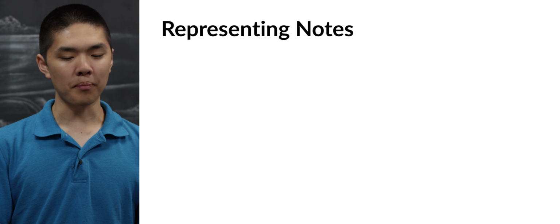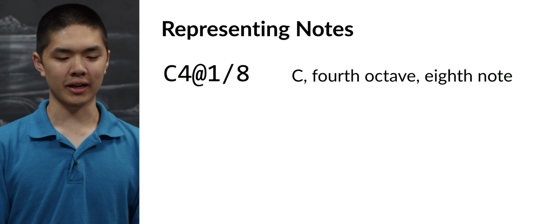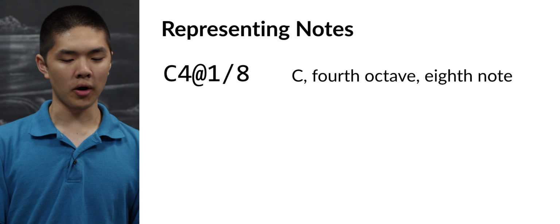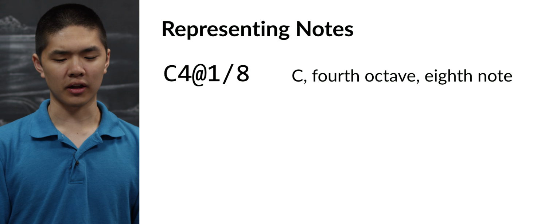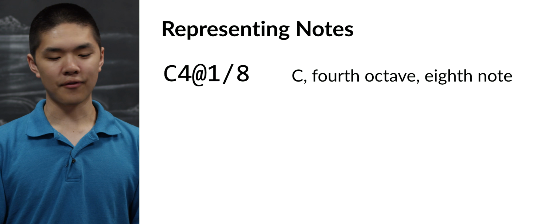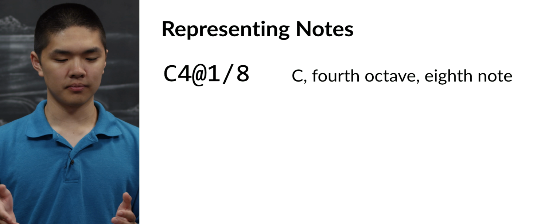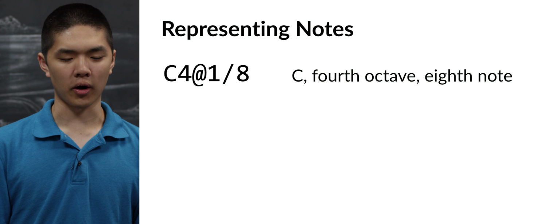Here's some ways that we would represent notes as ASCII text. If I had a line that looked like C4 at 1/8, the interpretation of this is the note is C, it's in the fourth octave, and everything after the at sign is how long the note lasts, and 1/8 means it's an eighth note. So that's C4 at 1/8.